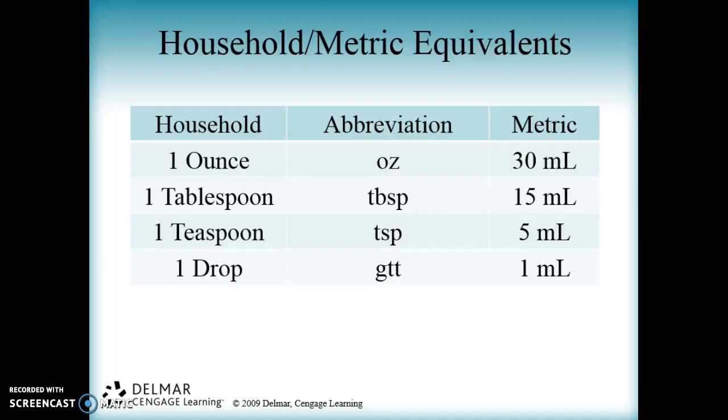And these are just some of the abbreviations for some of the household measurements and what they are equivalent to in metric system. 1 ounce, abbreviated OZ, is equal to 30 mils. 1 tablespoon is 15. 1 teaspoon is 5, and 1 drop is typically 1. And 1 drop is usually an estimated 1 mil. You might see it estimated at other numbers as well, because keep in mind, a dropper can be different sizes. But these first 3 are key conversions that you need to make sure that you understand and know. So make sure you review those.